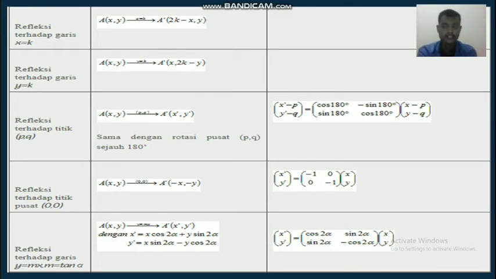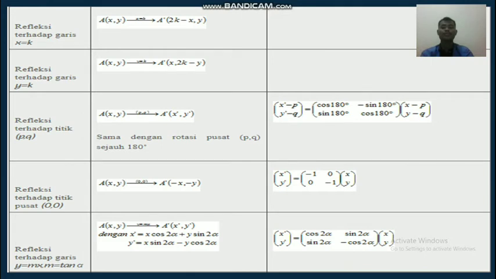And next, reflection on the PQ point, and the formula is A(x, y) reflected on the PQ point to be A'(x', y'), and the matrix is [x', y'] minus [p, q] equals [cos 180, -sin 180; sin 180, cos 180] multiplied by [x minus p, y minus q].